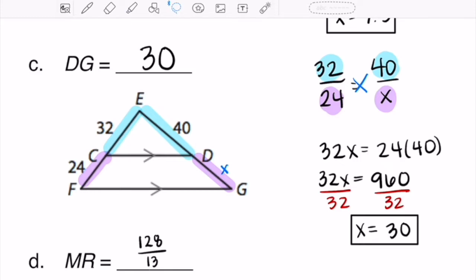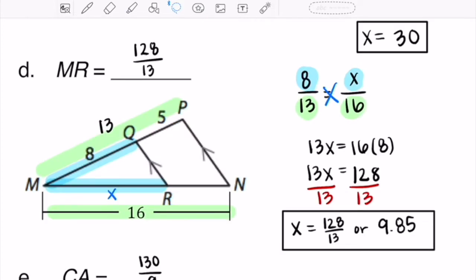Similarly, on this next one, blue over purple equals blue over purple. You're seeing the pattern there. Multiply your cross products. Grab a calculator for this one because the numbers get a little bit big, okay? So 32 times x is 32x, and then 24 times 40 gives me 960. Divide both sides. So for this one, I get x equals 30. So the length of segment DG is equal to 30.